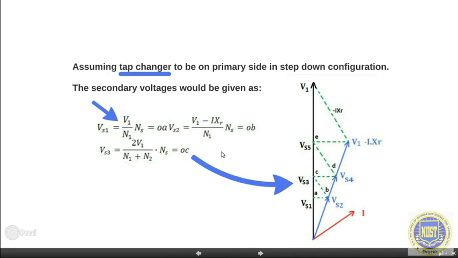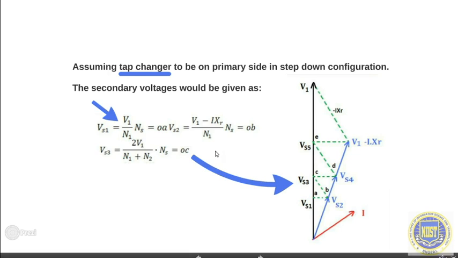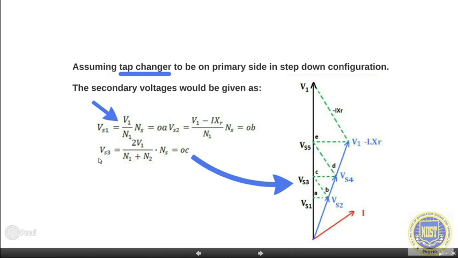Now, if we want to further change the voltage, then the tap positions are changed, and the voltage that is obtained is given by Vs3 equal to 2V1 upon N1 plus N2 into Ns, where N2 is the number of turns added in the circuit to increase the voltage. Now these number of turns would increase the voltage, and that is what we have signified with 2V1 in this particular relation.